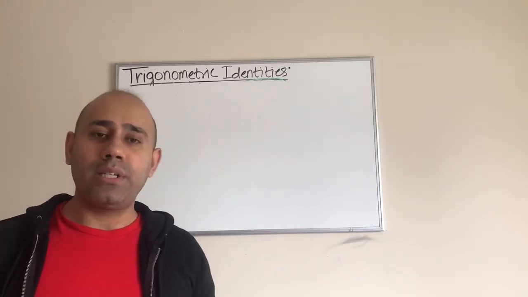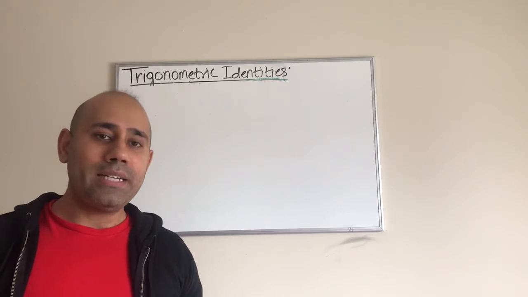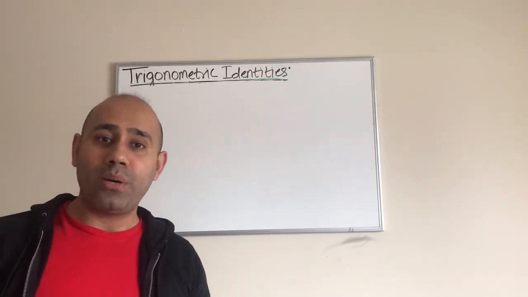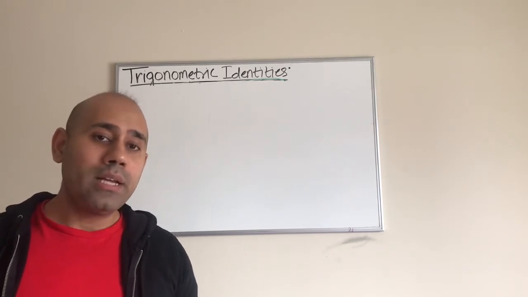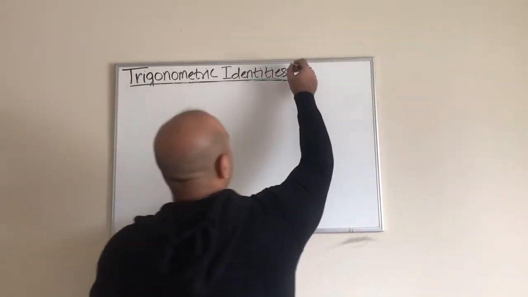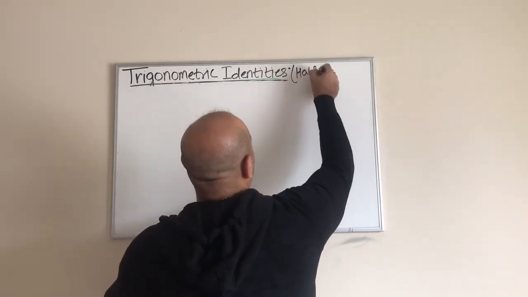Guys, we have already covered the basic Pythagorean identities. We have covered the sum and the difference identities. Then we also covered the double angles, and now these are the half angles.